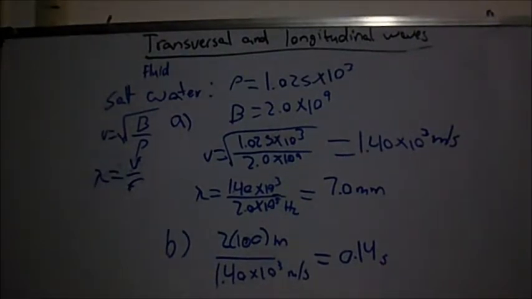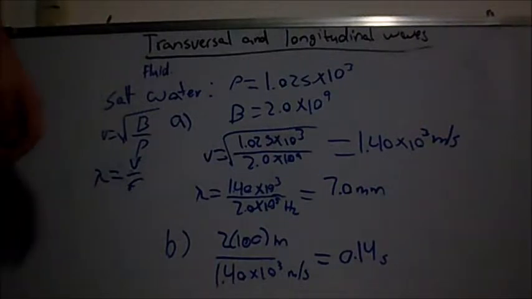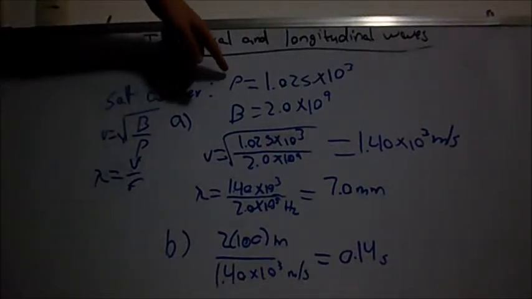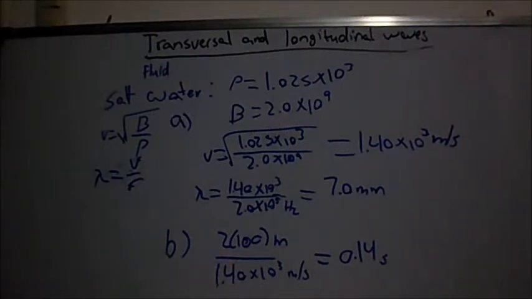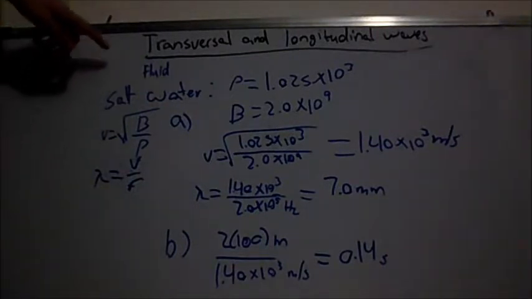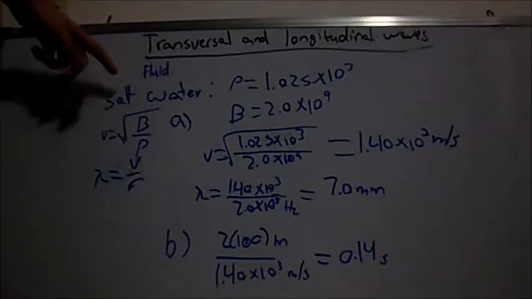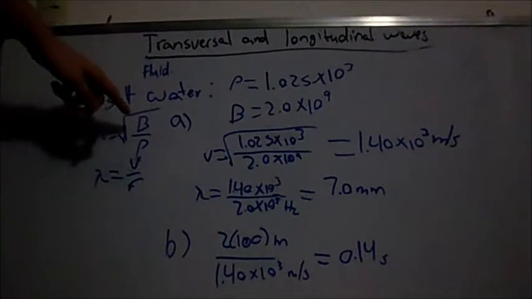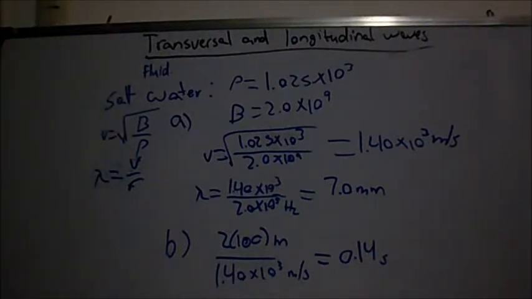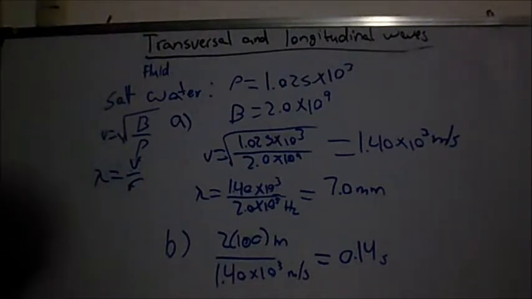In this example, they ask us to find the wavelength of a wave in salt water with a density of 1.025 times 10 to the third. Remember that salt water is a little bit more dense than normal water, and the bulk modulus is 2.0 times 10 to the 9. Since it's a fluid, we need to use this equation: V equals the square root of the bulk modulus over the density. We first need to find the velocity.